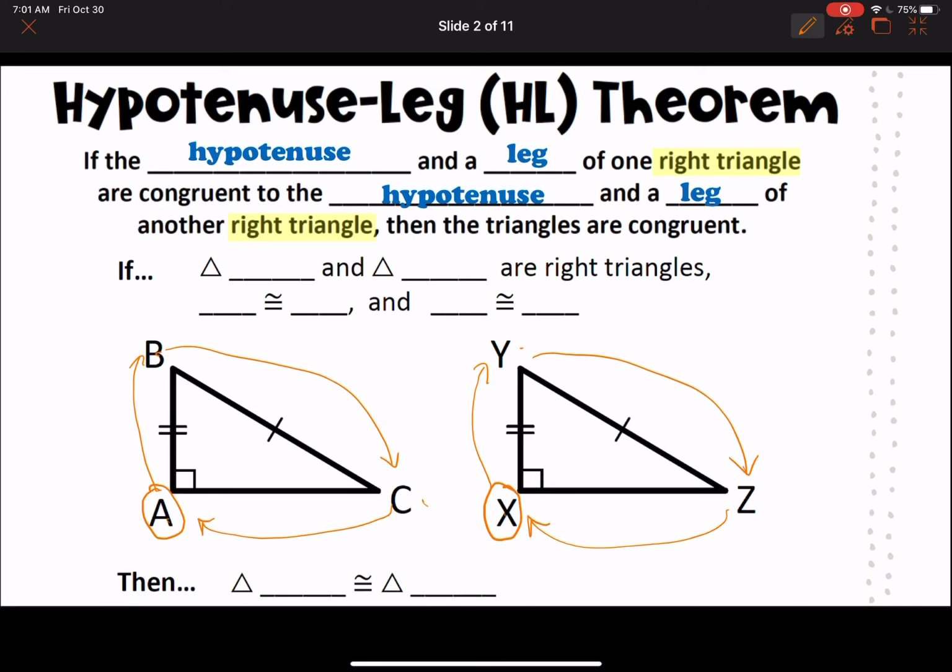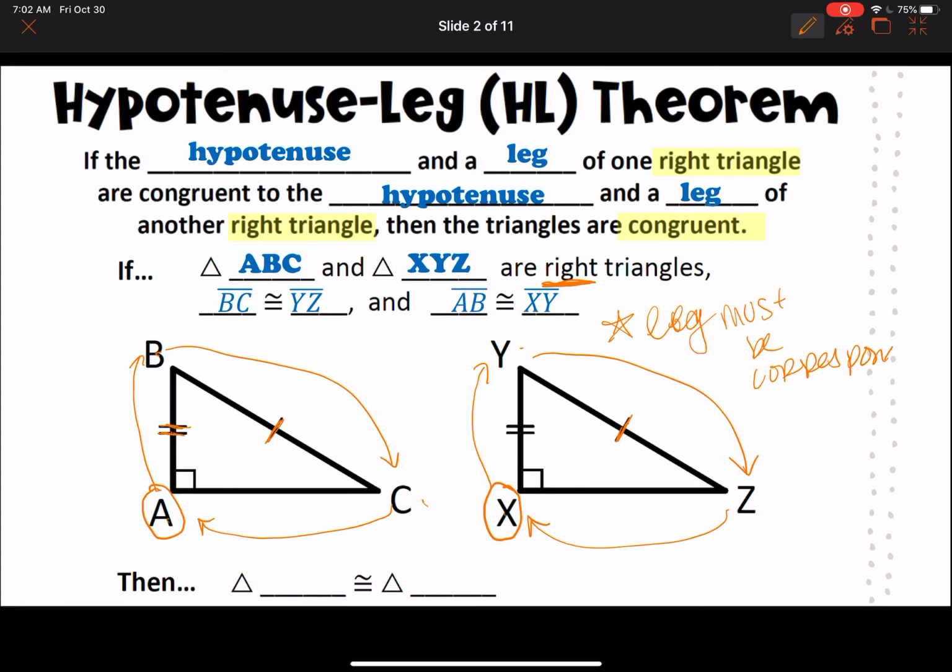So here are the following reasons that you must have in order to apply the hypotenuse leg theorem. If triangle ABC and triangle XYZ are right triangles, super important, all right? And your hypotenuse right here, these two are congruent, plus the corresponding leg. So remember, that leg has to be corresponding. And if you want to put this note in your notes, I would highly recommend you do so. Pretty much, AB and XZ could not be the matching set in this because they are not corresponding.